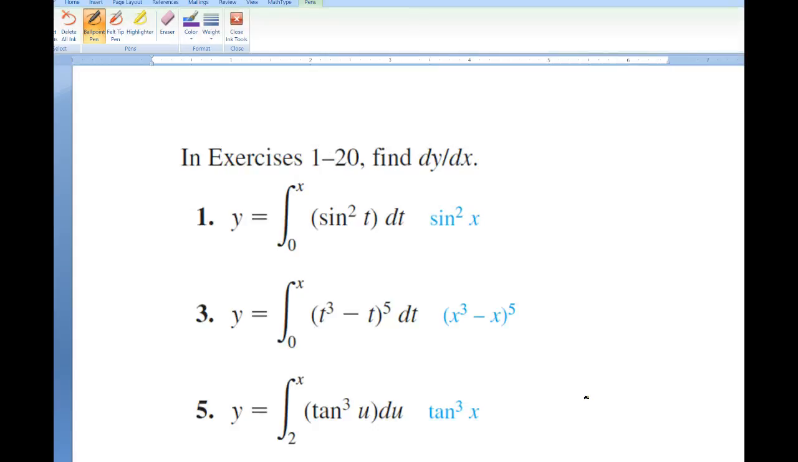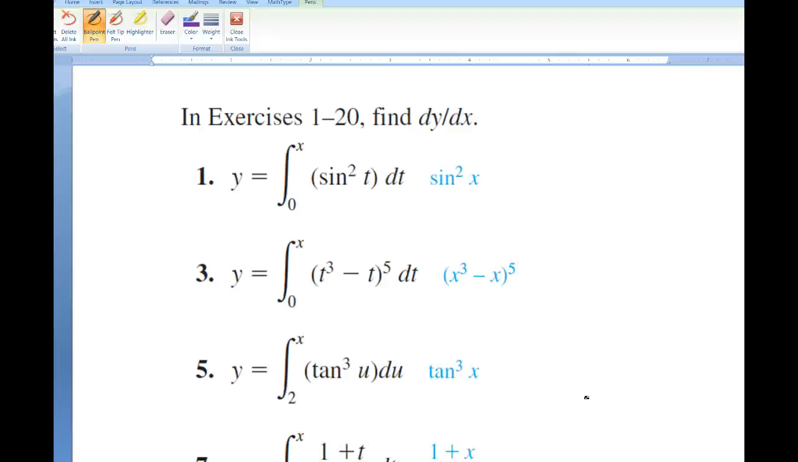Okay, so I'm going to help you guys go through these homework problems because I'm not going to be here on Tuesday, and then I'll give you the practice test, okay? All right, we're finding dy dx, which means we're finding the derivative of the antiderivative.